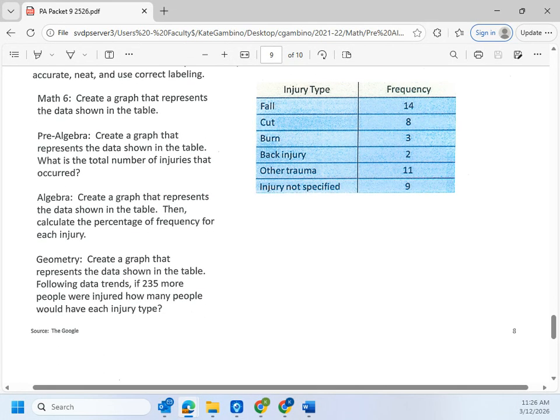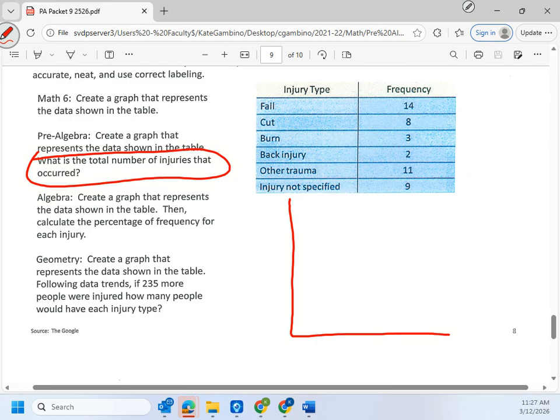You are going to create a graph that represents the data in the table. Then you're going to answer the question, what is the total number of injuries that occurred? You do have some space on the paper. If you want to do a bar graph here, you sure can. Or if you want to do it on a separate piece of paper, I have extra paper up in the front corner, and you can staple it on.